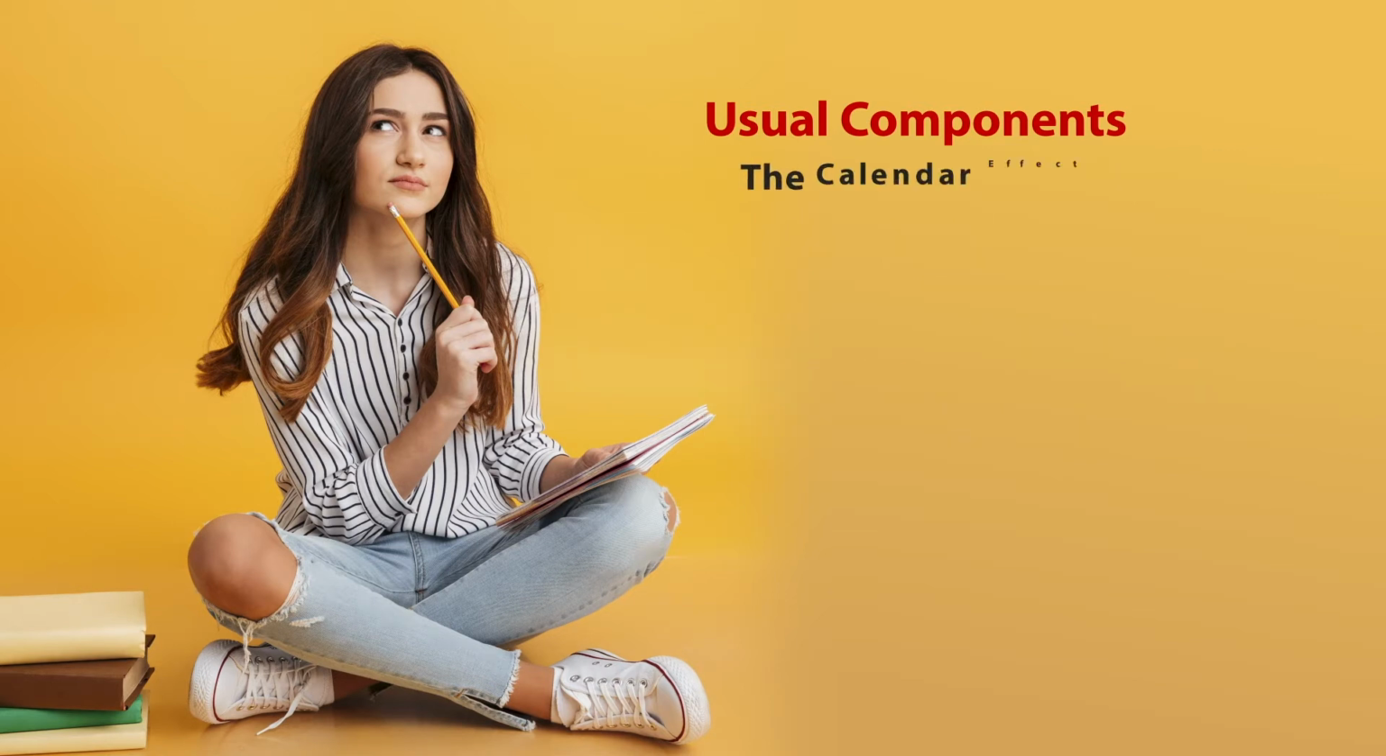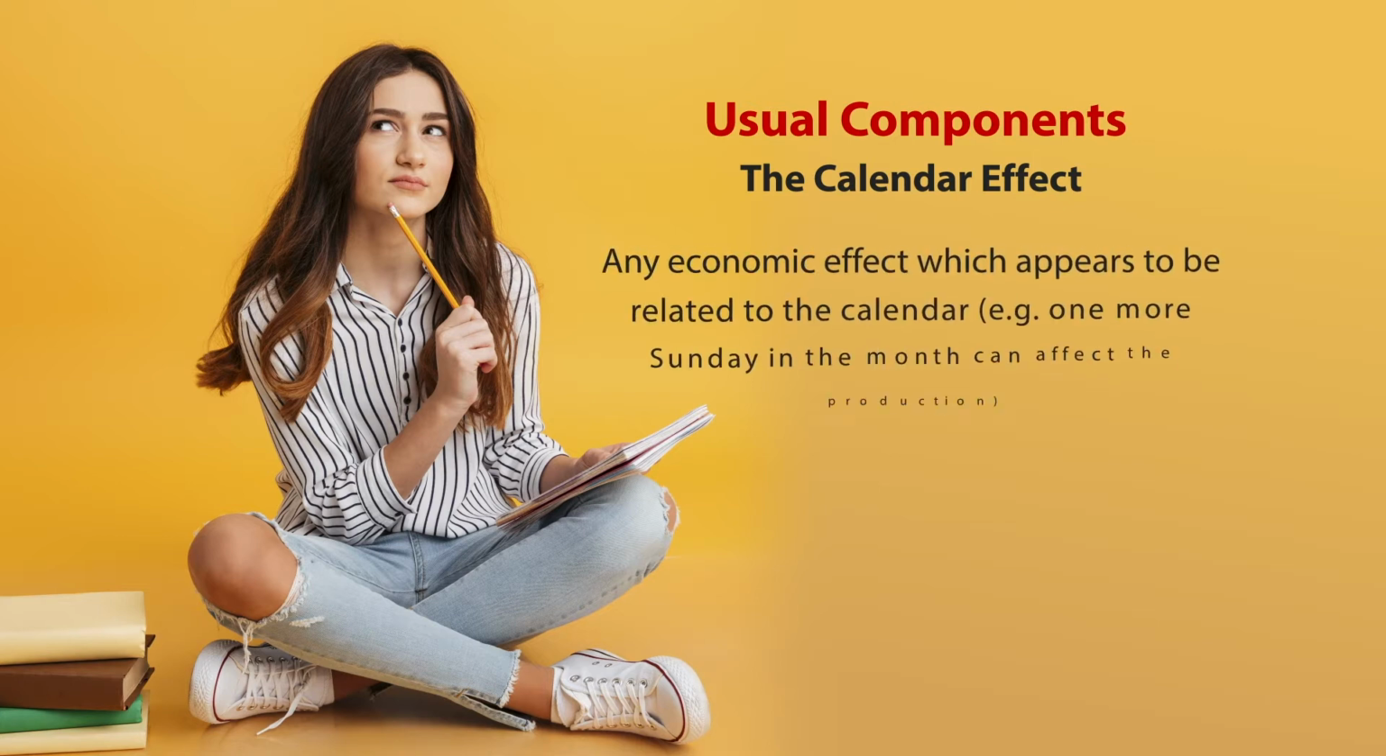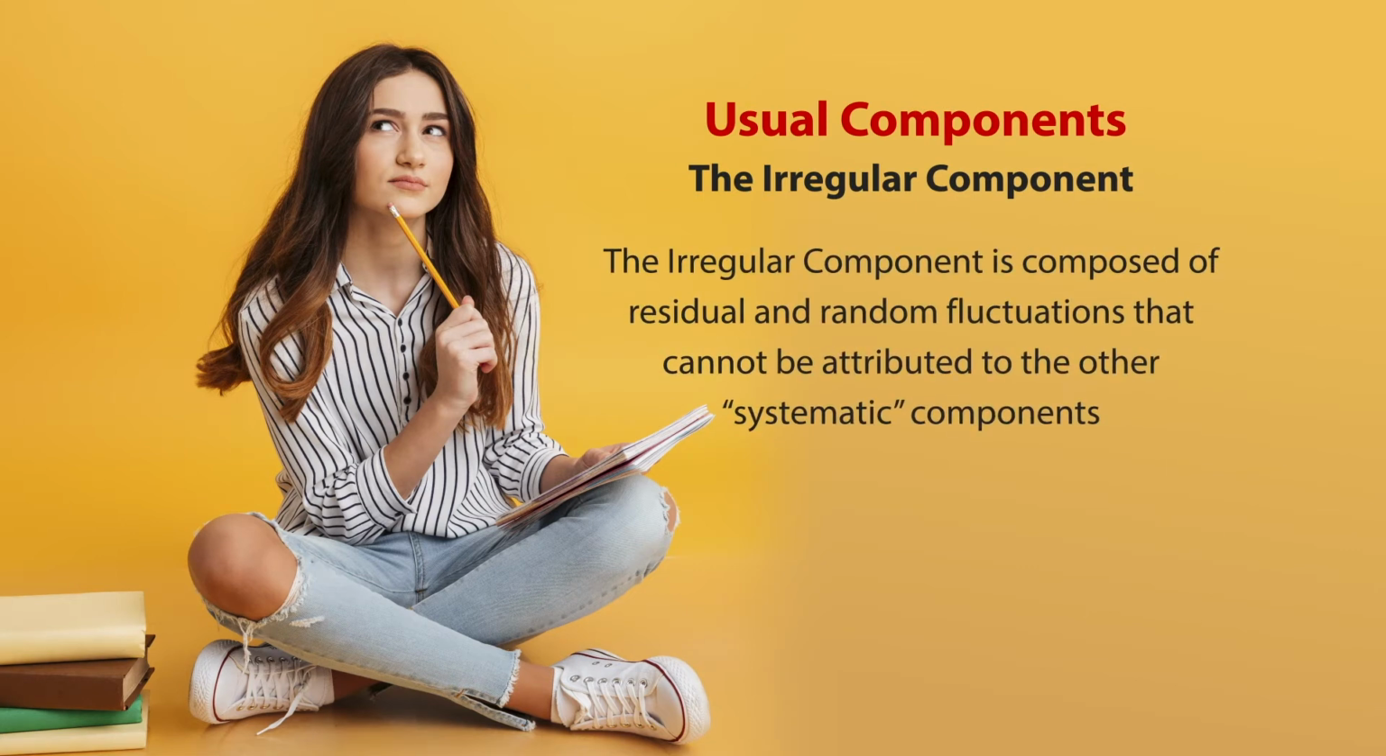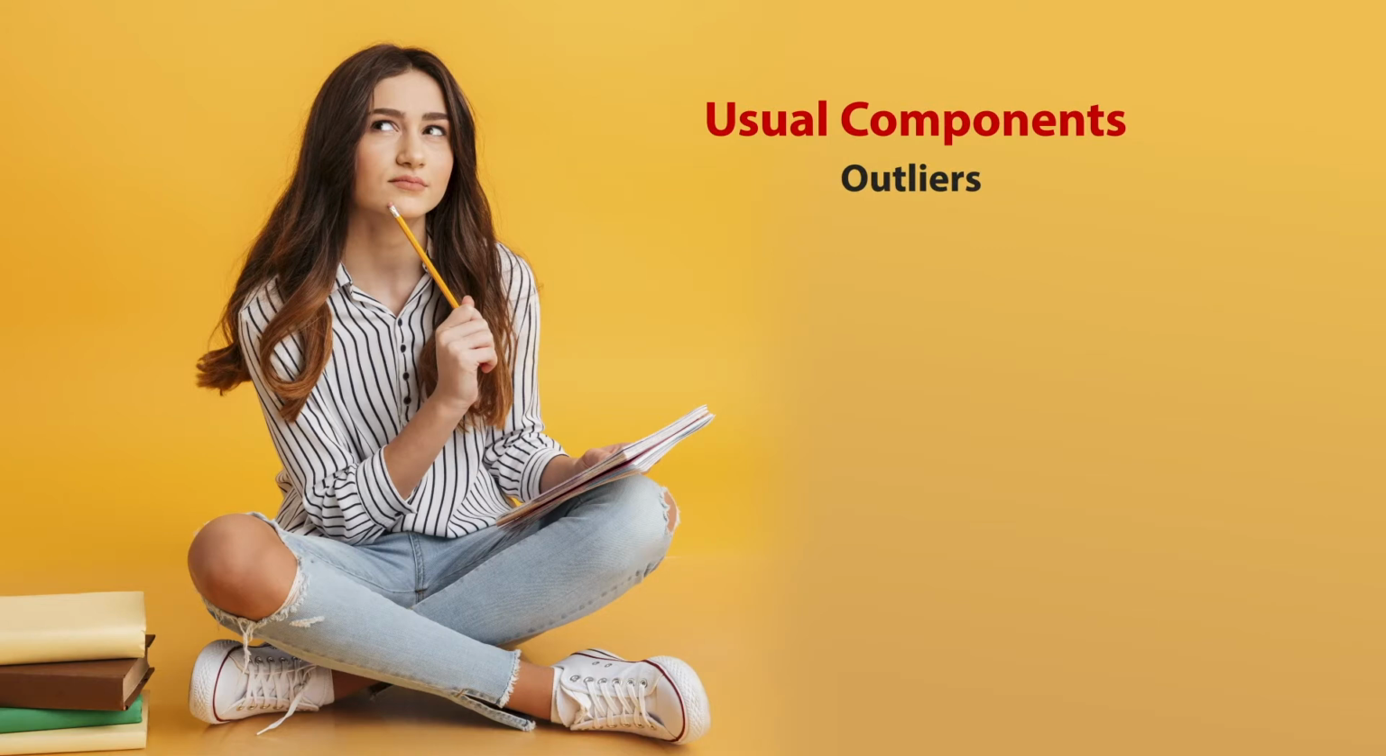And the calendar effect, if we talk about any economic effect which appears to be related to the calendar. If we talk about the irregular component, it is composed of residual and random fluctuations that cannot be attributed to the other systematic components. And on the other hand, finally we have outliers. So different kinds of outliers can be defined.